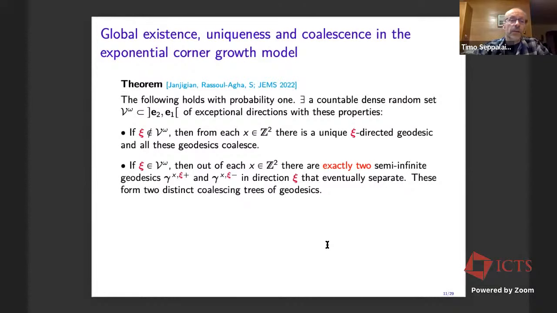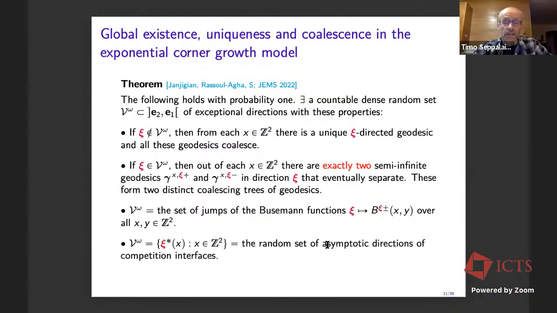And then we have a couple of characterizations of this exceptional set. As already alluded to, it is the set of all the jumps of the Busemann functions. And it's also the set of these C star values, which, for those who know, are the asymptotic directions of the competition interfaces. That's a notion that I can't really go into now, but I think many of you know what I mean there. Any questions about this theorem?